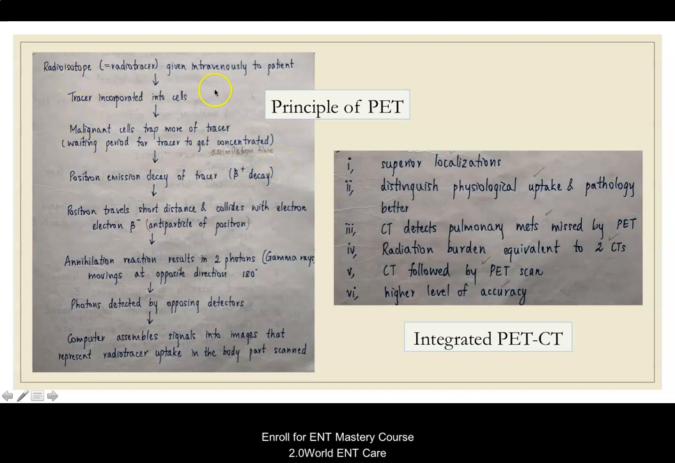When you give the radioisotope intravenously, the tracer gets incorporated into the cells. The malignant cells trap more of the tracer, so there is a waiting period for the tracer to get concentrated in the malignant cells, and this is called the assimilation time. Once it gets accumulated in the malignant cells, there is positron emission decay of the tracer. You choose such a tracer which will enable you to have a positron emission decay. Remember, the PET scan is positron emission tomography. So there is a positron emission decay of the tracer, beta plus decay.